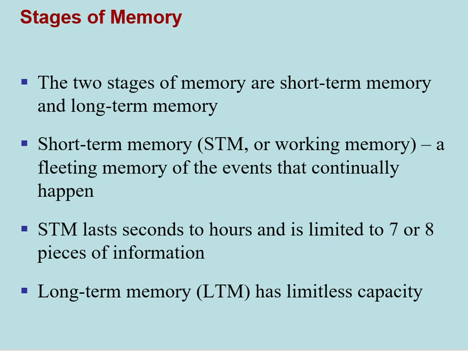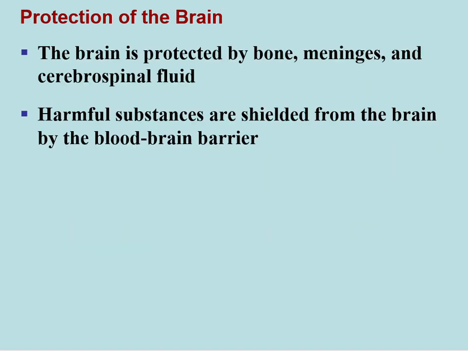All right, stages of memory next. We've already talked a little bit about memory, like that of the hippocampus and where long-term memories are stored. And your long-term memory is actually limitless. It may not seem like that, but your short-term memory actually only lasts seconds to hours and can only hold about 7 to 8 pieces of information. Short-term memory is called working memory, and it's supposed to be fleeting. So it's supposed to hold things that continually happen but are not super important. So even though it may not seem like it, your long-term memory can hold a lot more than you think.